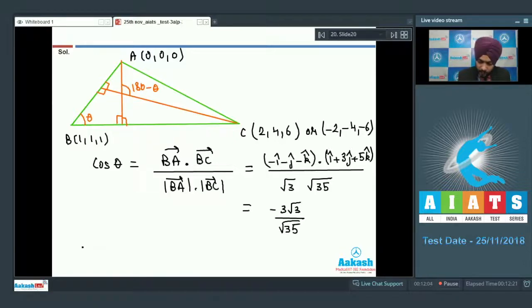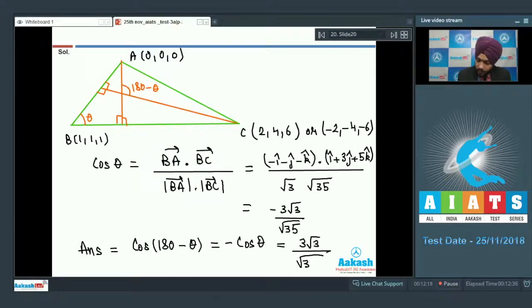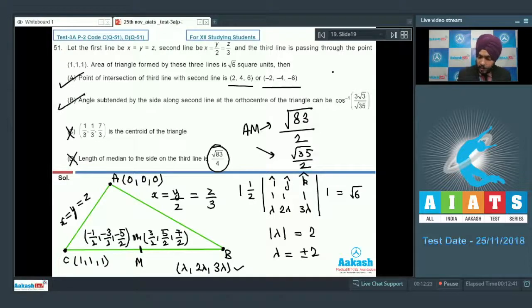Students, the answer of this question is cos of 180 minus theta, and that is minus cos theta, and that is 3 root 3 by root 35. So the final answer will be cos inverse of this quantity, that is correct. Option number A and option number B are the right choices.